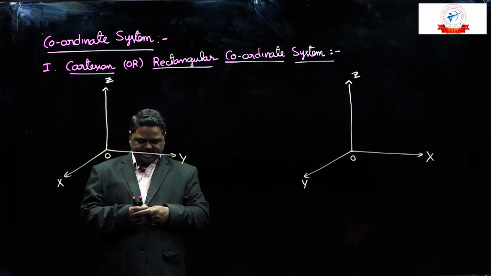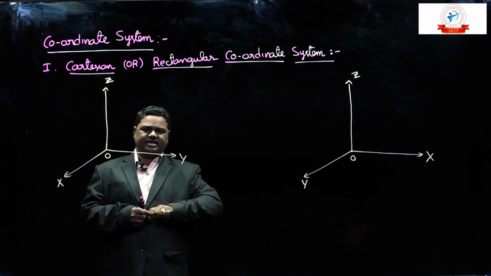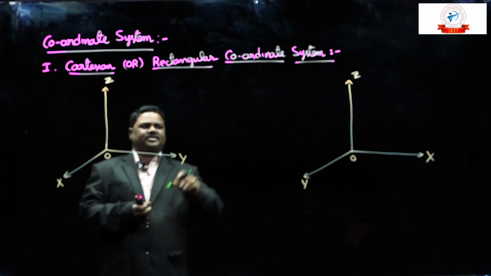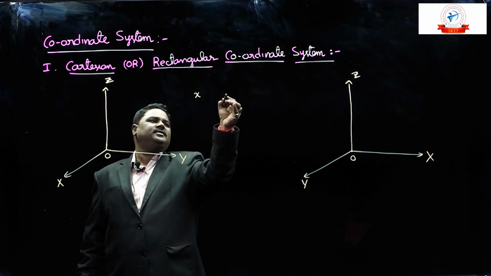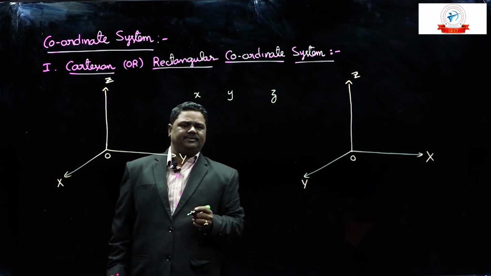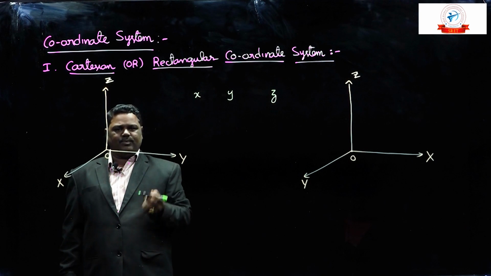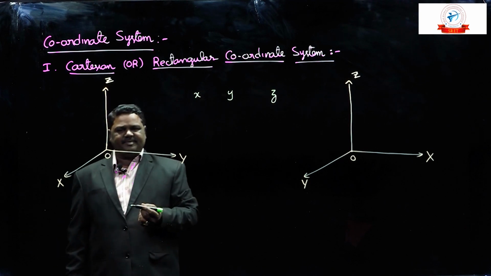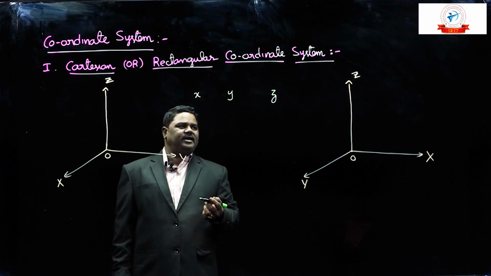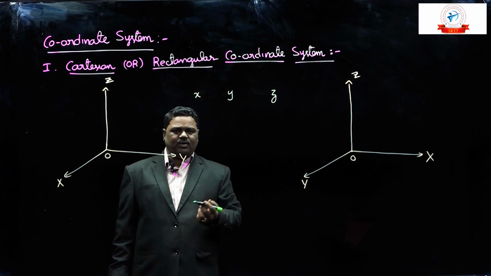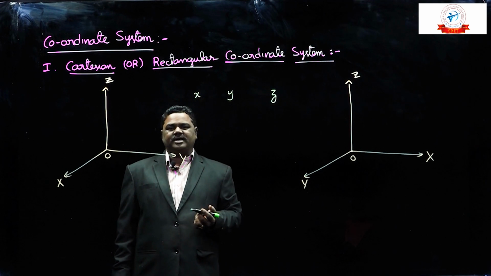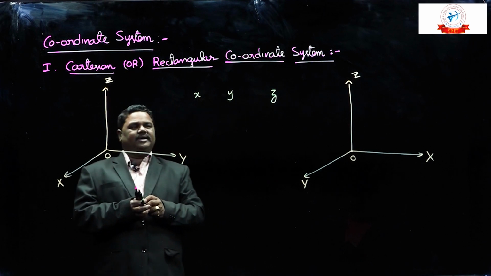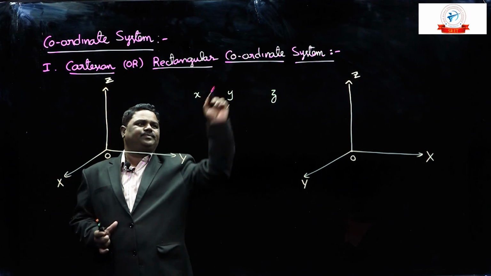First, let me explain what is a right-handed and what is a left-handed coordinate system. Then you can easily understand. Consider the coordinate axes x, y and z. Whenever we apply the right hand thumb rule, if the coordinate system satisfies the right hand thumb rule, then it is called a right-handed coordinate system. When the axes satisfy the left-hand thumb rule, then the coordinate system is called a left-handed coordinate system.